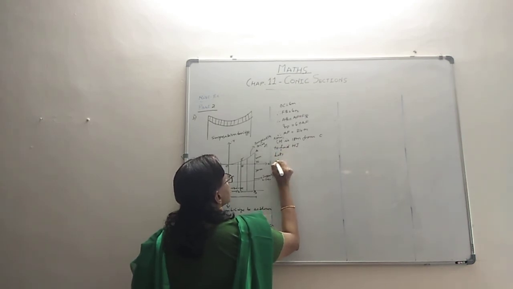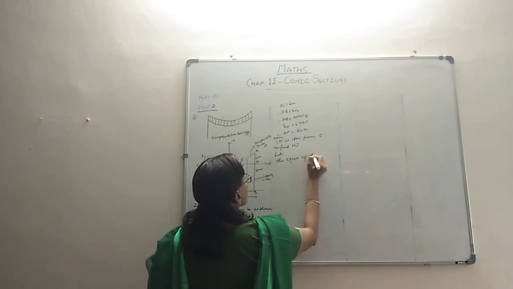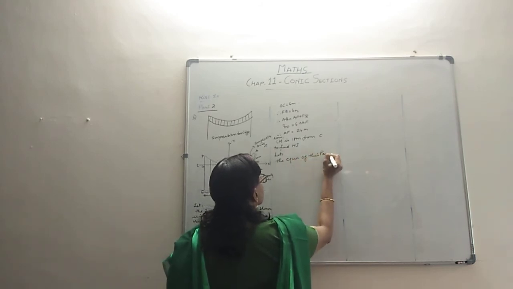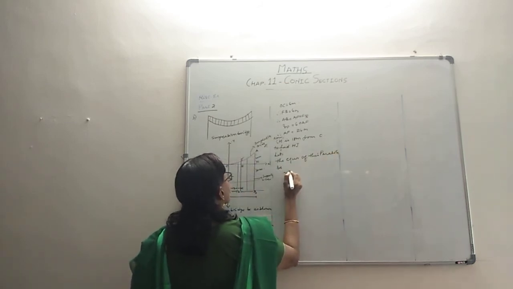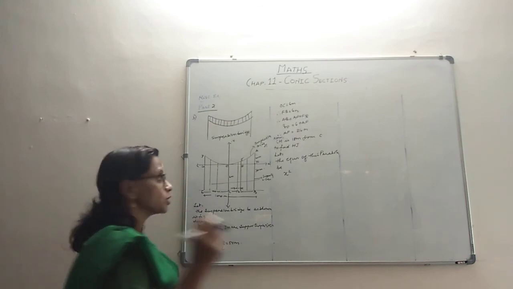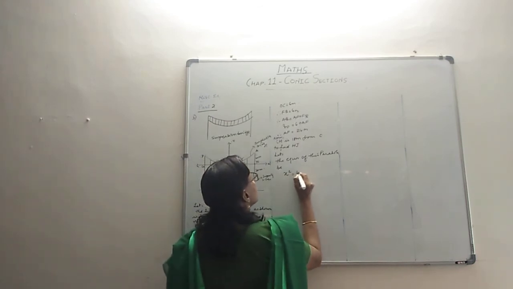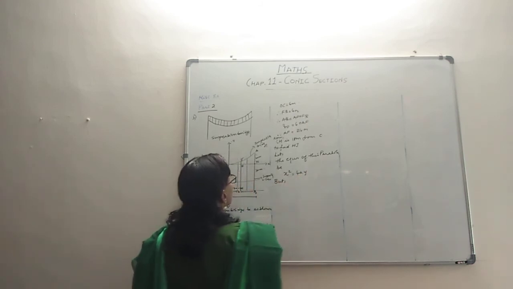So here we can say, let the equation of this parabola be, what? X squared, an upward looking parabola, x squared equal to 4ay. We are all aware, type 2. So x squared equal to 4ay. But we have to get a point.